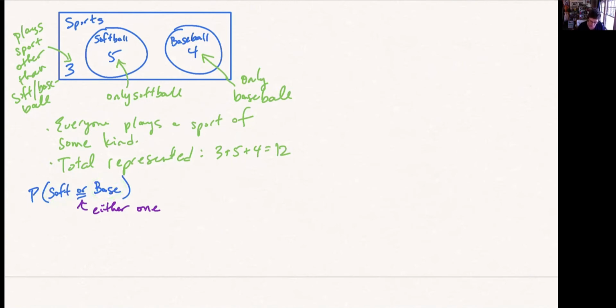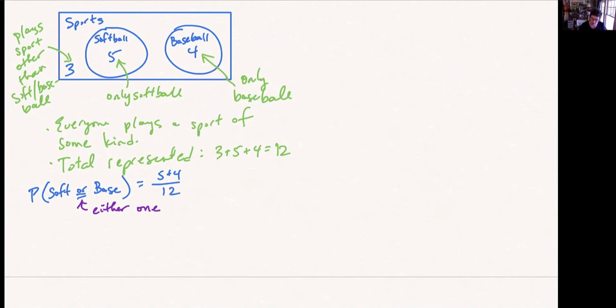So how we calculate this is we look at the number of people within the softball circle and the baseball circle. With the or, we're not caring which circle they're in. We just want to know if they are in one of these two circles. And that's what that or really entails. To find this probability, we're going to take the 5 plus 4 and then divide it by the total. And our total here is 12.